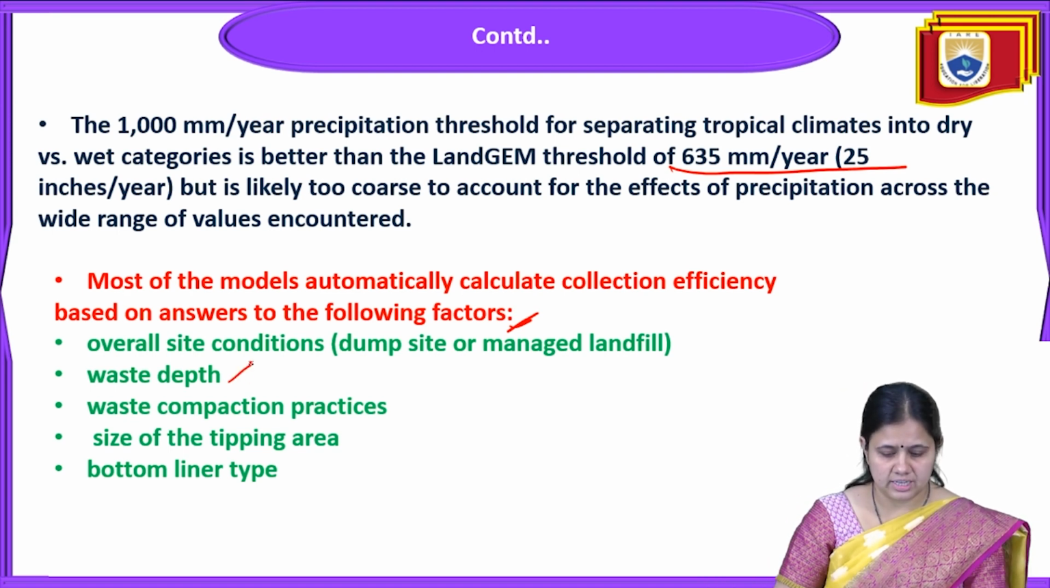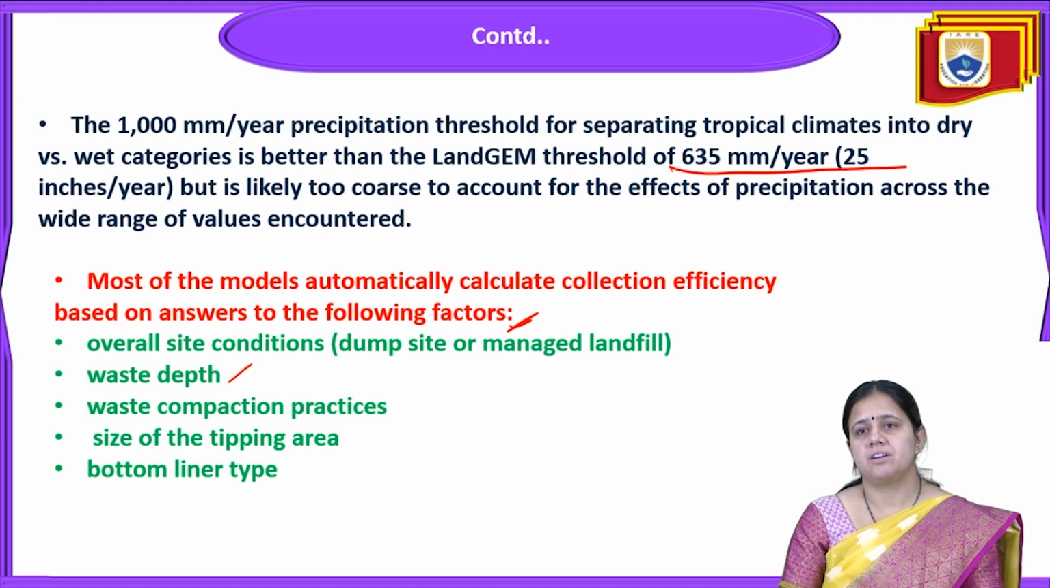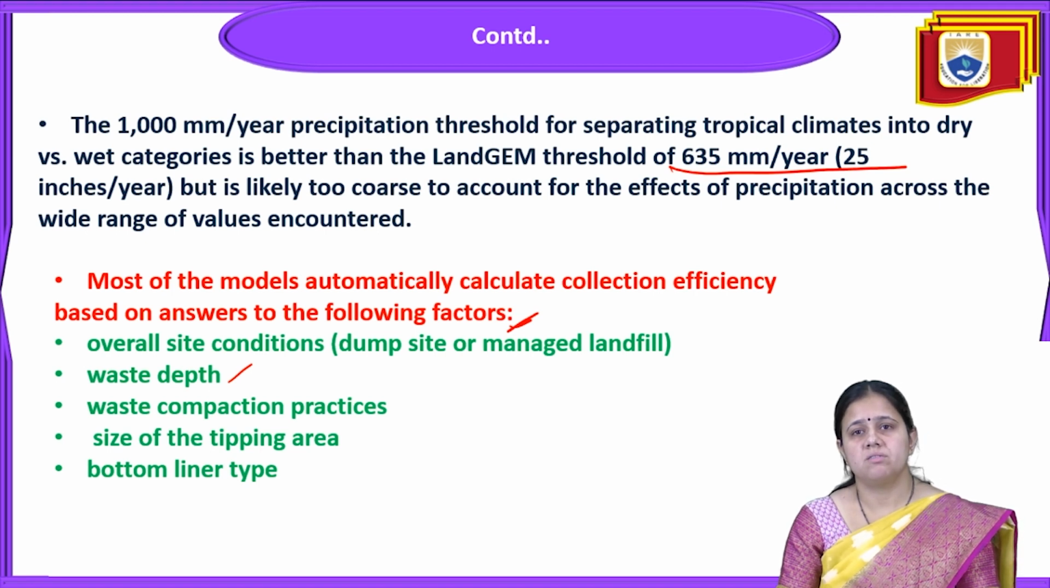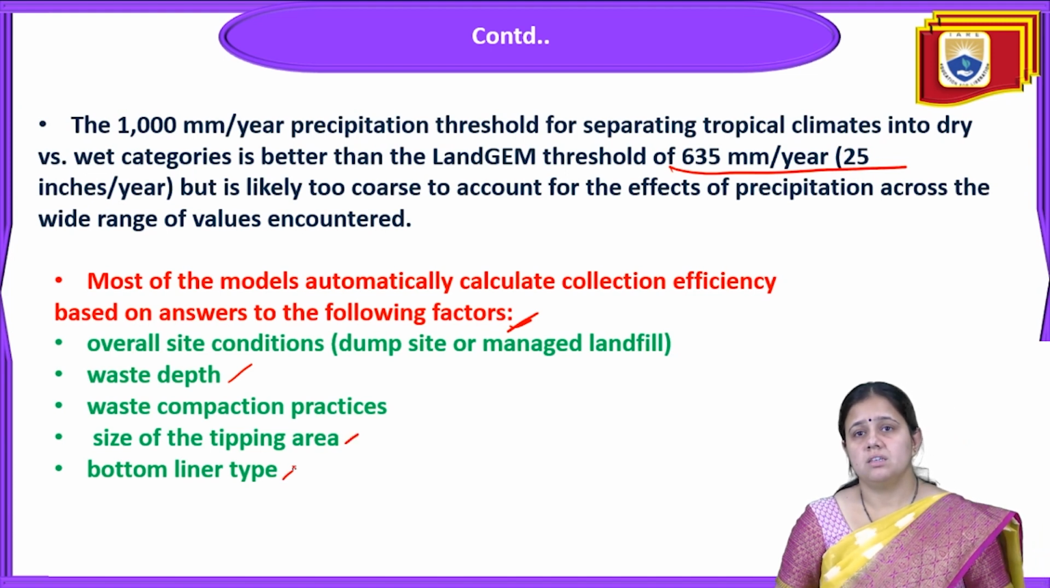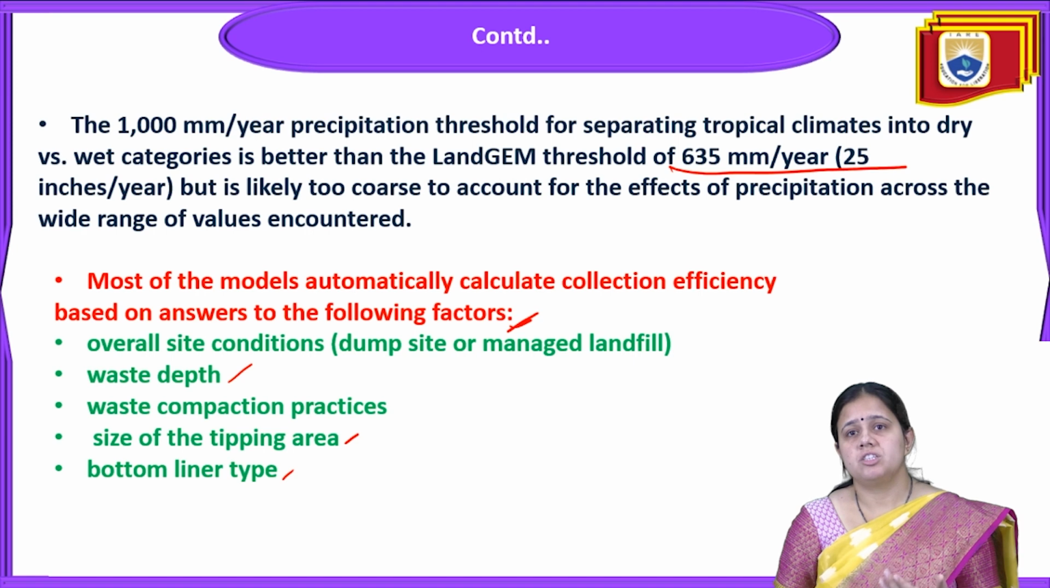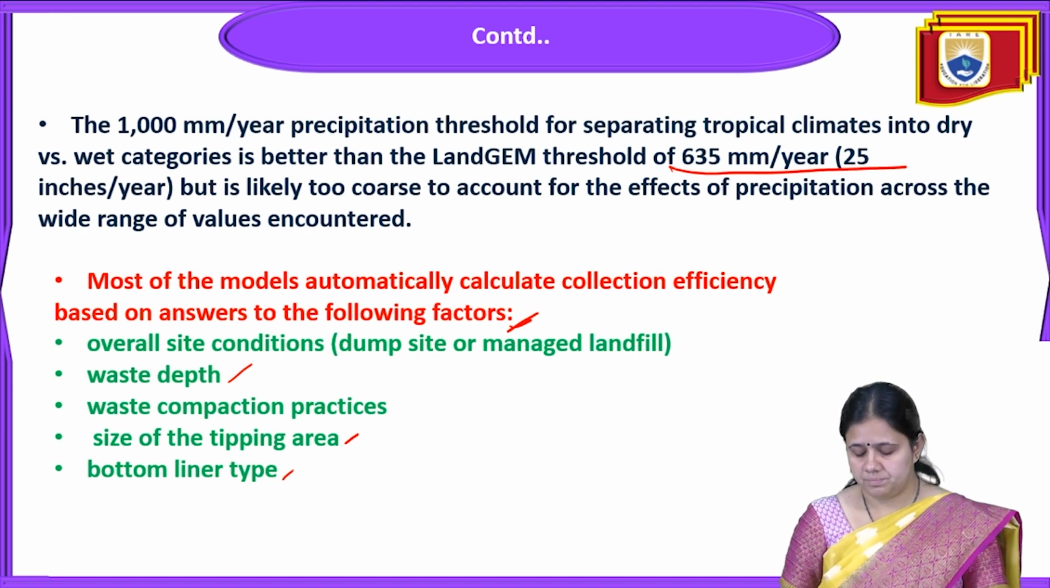Overall site condition is there, so dump site or managed landfill, and what are the waste compaction practices, size of the tipping area, and bottom liner type. So these are some factors on which most of the models automatically depend.